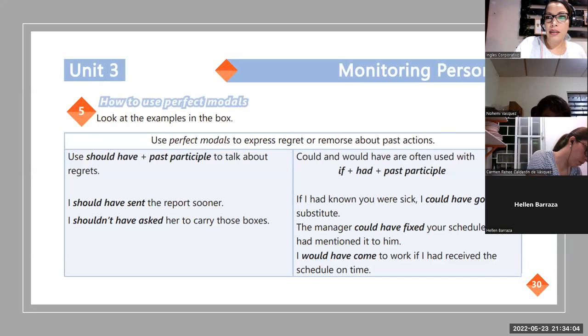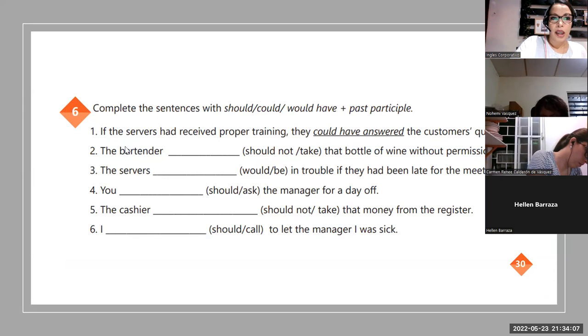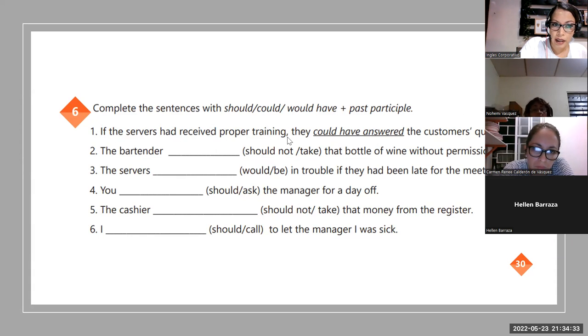Y para este ejercicio tenemos acá: complete a sentence with should, could, would have, plus past participle. Ya tenemos el auxiliar que vamos a ocupar ahí. Solo necesitamos agregar have y el pasado participio del verbo que está en paréntesis. Y tenemos la uno como ejemplo. If the servers had received proper training, comma, they could have answered the customer questions. Let's continue with the rest of them.